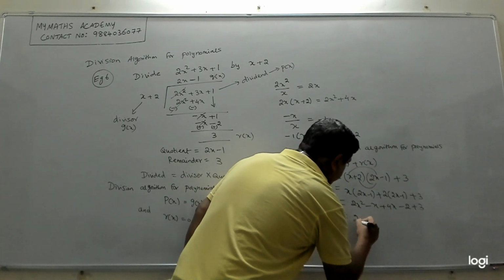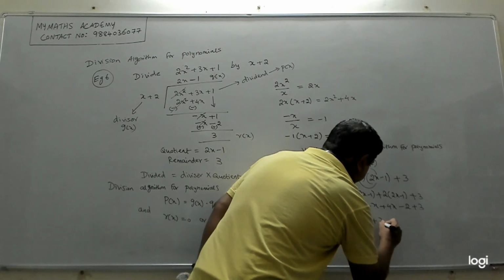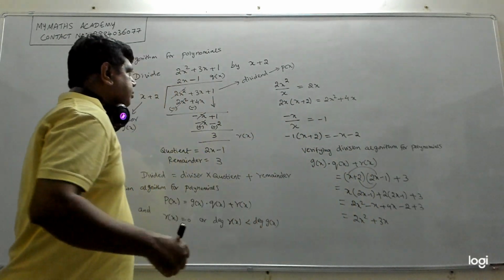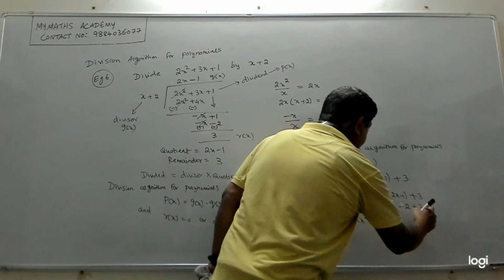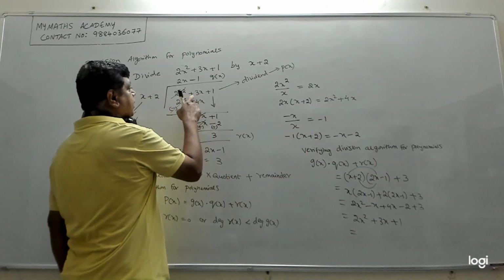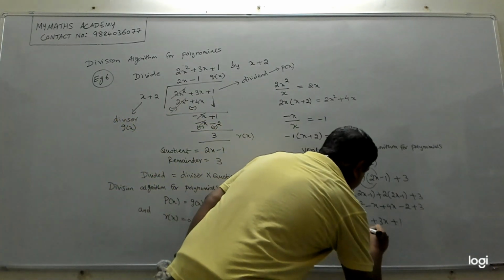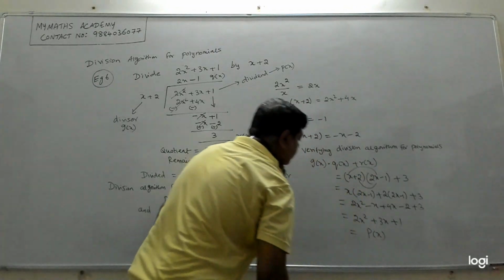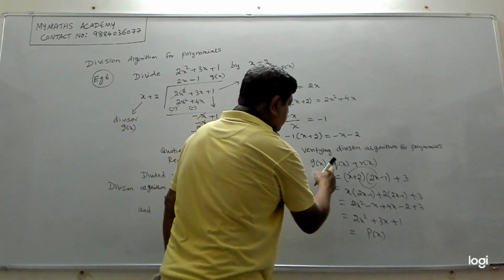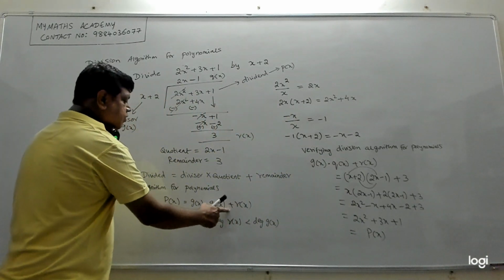That is equal to 2x square. Now minus x plus 4x is plus 3x. Then minus 2 plus 3 is plus 1. So what have we got back now? We have got back the dividend, which is this, and that is called p of x. So g of x into q of x plus r of x is equal to p of x, which means this first condition is satisfied.